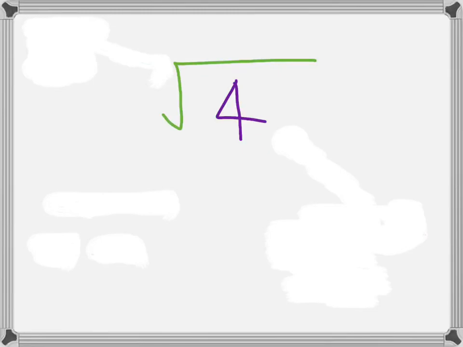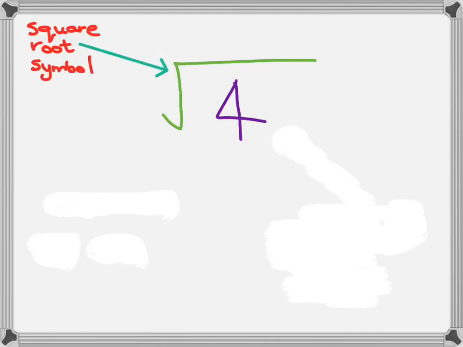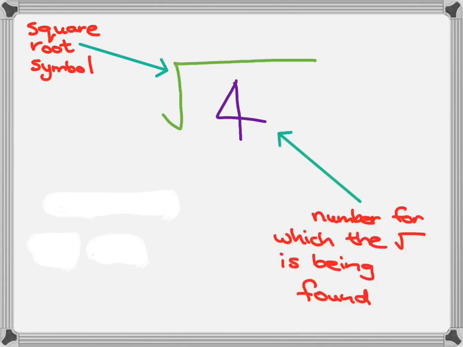So what's the square root? Well, what you see here in front of you is a strange box with a number inside. That is actually the representation of the square root of the number 4. Okay, so this is the square root symbol, this little box with a tail in the front. And the number inside, which in this case is number 4, is the number for which the square root is being found.